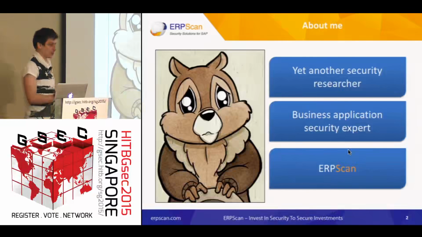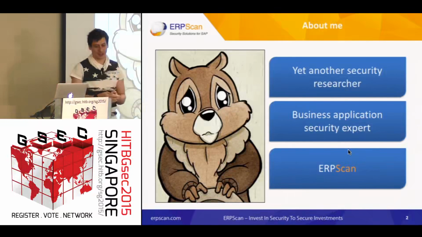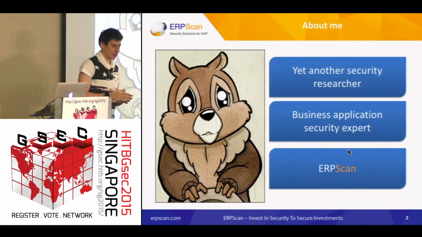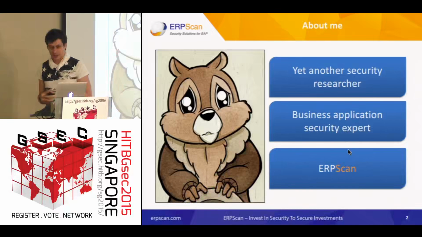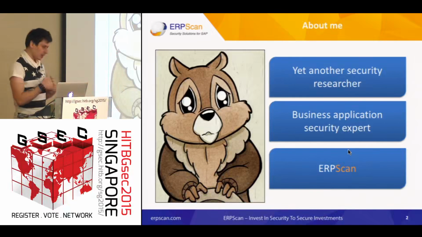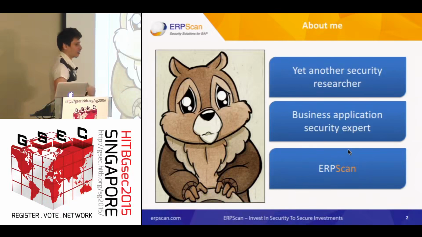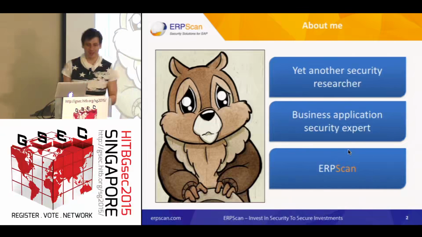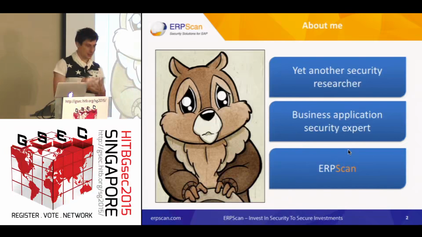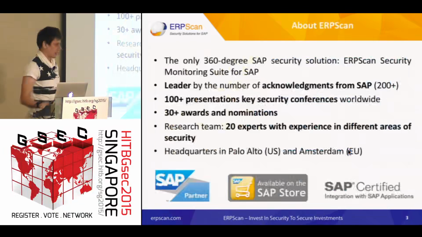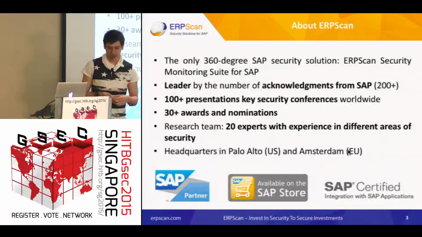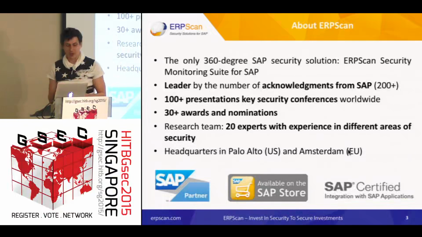So first of all, a little bit about me. As I said, my name is Dmitry. I'm a security researcher at ERP scan company. I specialize in business applications. I did a lot of penetration tests of different ERP systems, most of them SAP systems. That's why I know a little bit how an attacker can try to compromise this type of system.